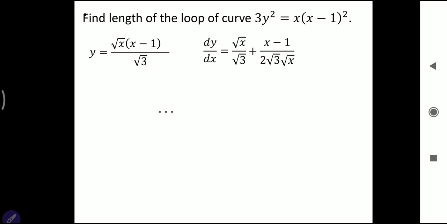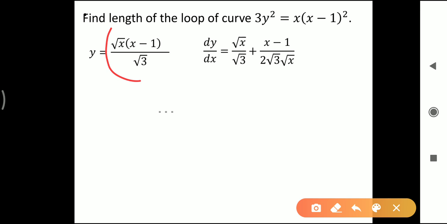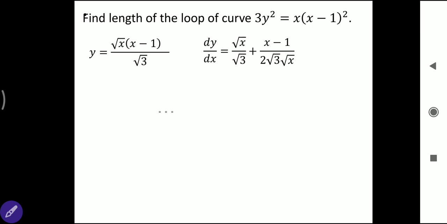It will be x by root 3. I'm simply applying the product rule over here. I'm keeping this x by root 3 as it is, and the derivative of x minus 1 is 1. So that is your first part. Plus, the second part will be: now I'm keeping x minus 1 upon root 3 as it is, and the derivative of root x will be 1 upon 2 root x. So it will give you the derivative of y as this.